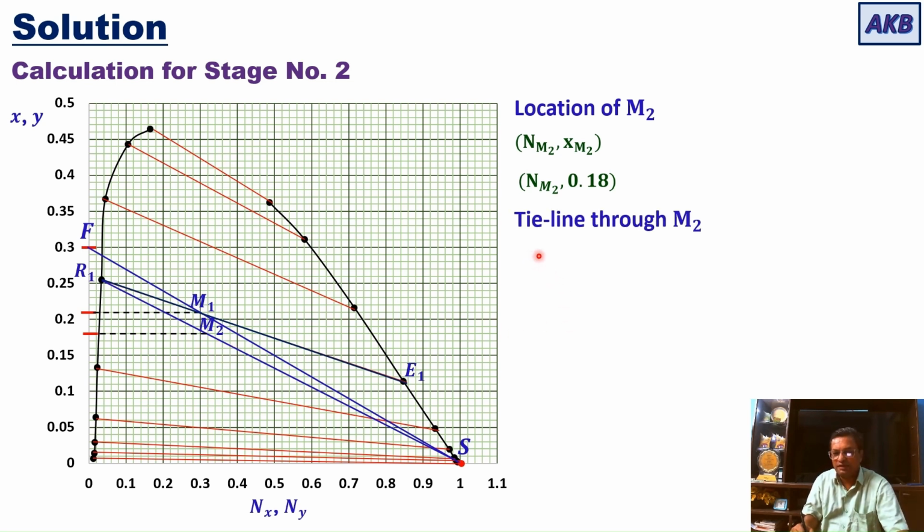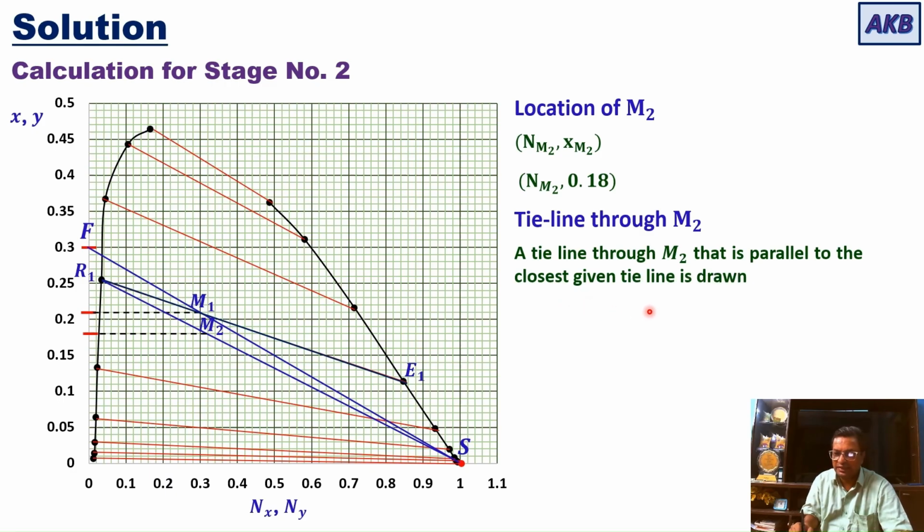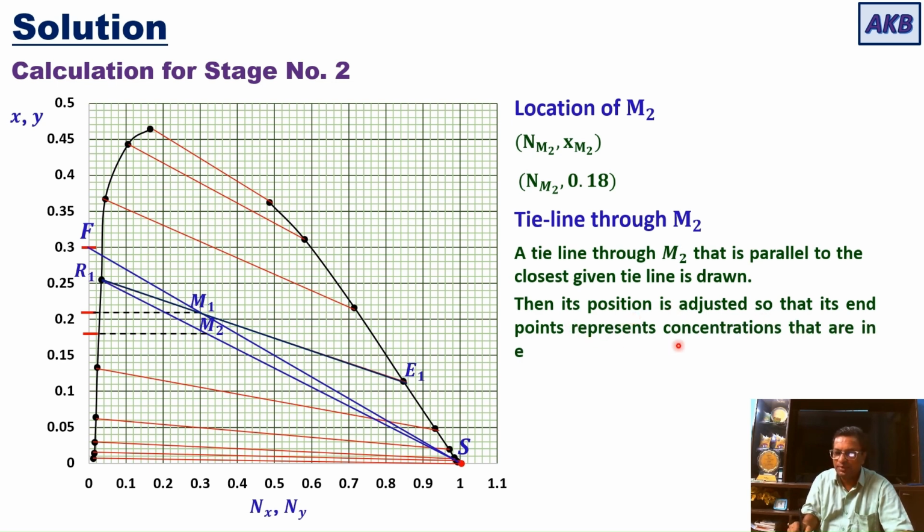Then again we will have to draw a tie line through M2. Again we have to do it by trial and error. And we will do the same thing as was done for stage number 1 of the tie line through M1. So a tie line through M2 that is parallel to the closest given tie line. Closest given tie line is first drawn. Then the position of this tie line is adjusted so that its end points represent concentrations that are in equilibrium with each other.